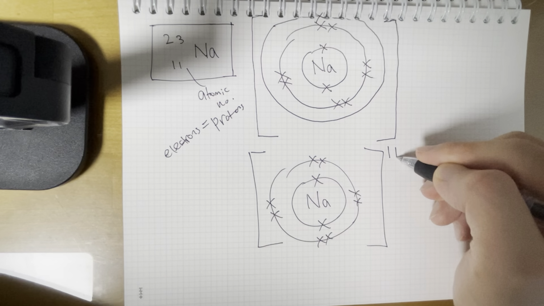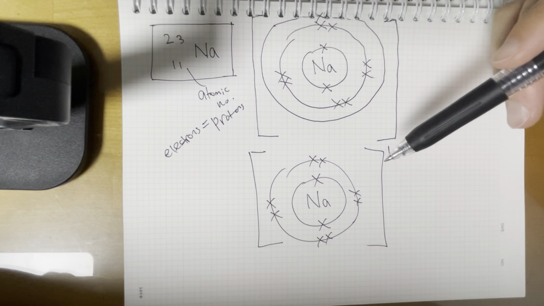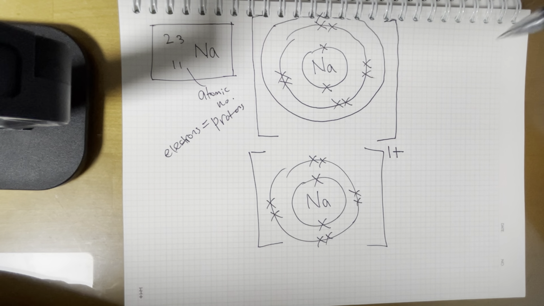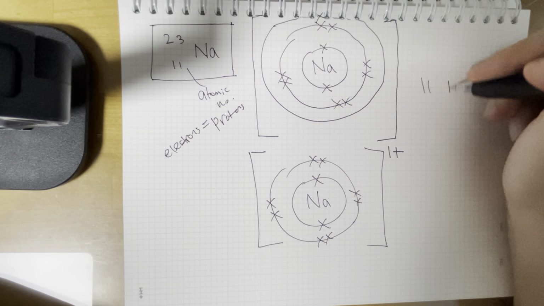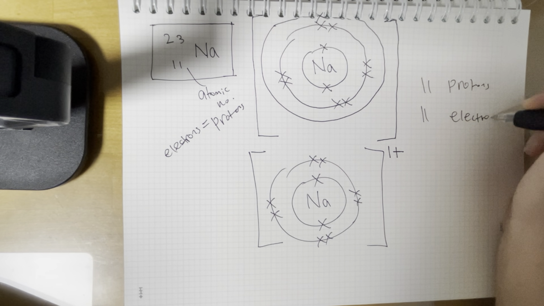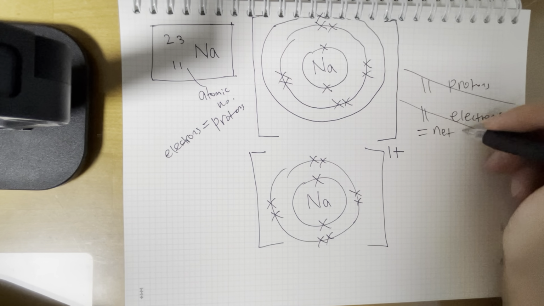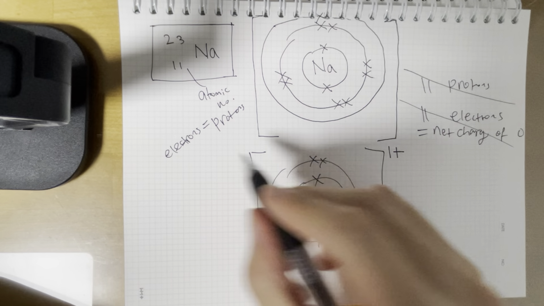So it's now going to have a 1 plus charge. Because now there is 1 more proton than the electrons. Because one of the protons are gone, right? So it's going to have... sorry, not one of the protons are gone. One of the electrons are gone, right? So the negative electron. So it used to have 11 protons and 11 electrons. So the protons and the electrons are going to cancel each other out to have a net overall charge of 0. But now we lost 1 electron.